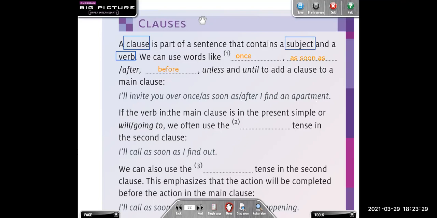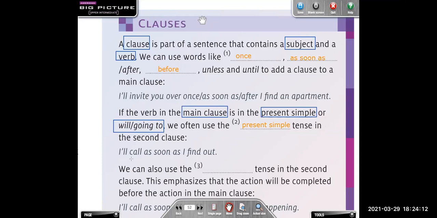It says, if the verb in the main clause is in the present simple or will or going to, we often use the, ¿qué utilizamos? Present, right? We often use the present simple. Okay, recuerden. Here we have the main clause. If the main clause is in the present simple or will or going to, we often use the present simple tense in the second clause, so in the subordinate clause.